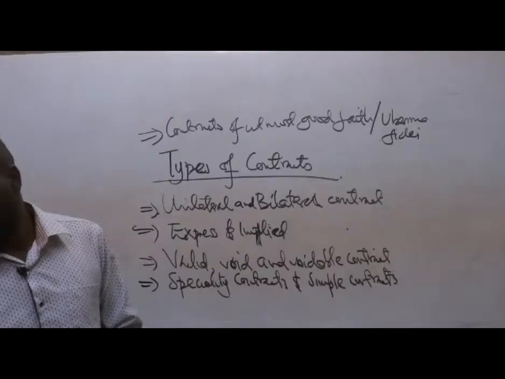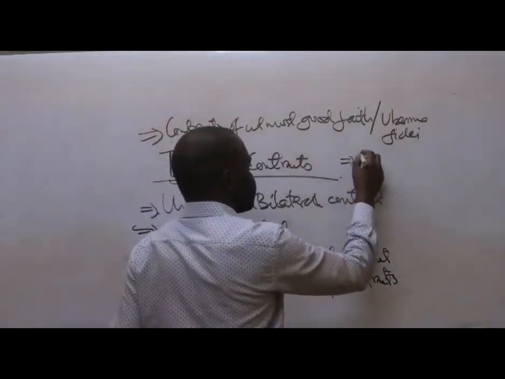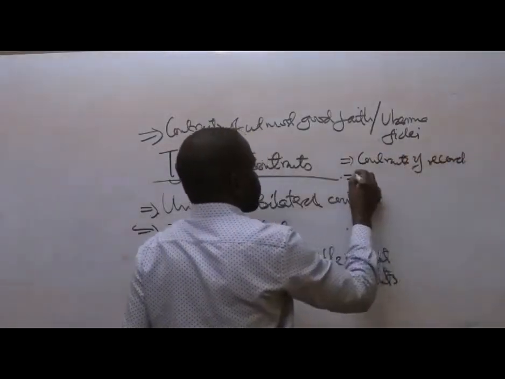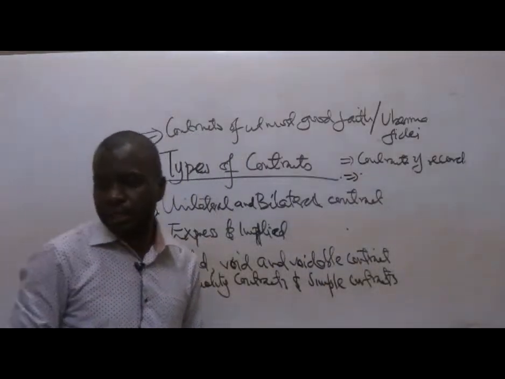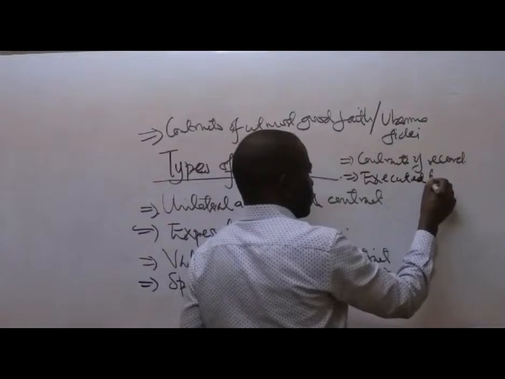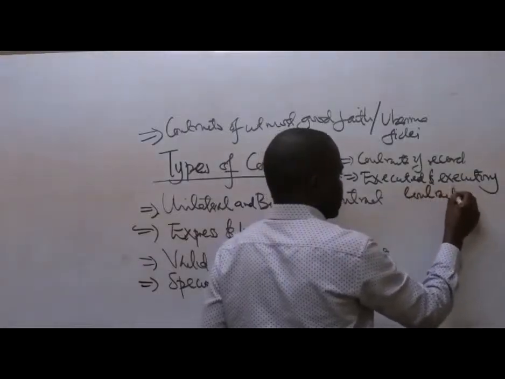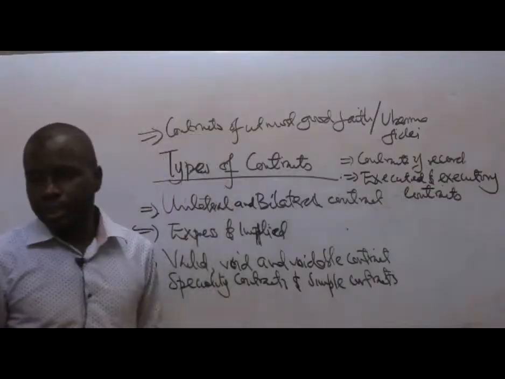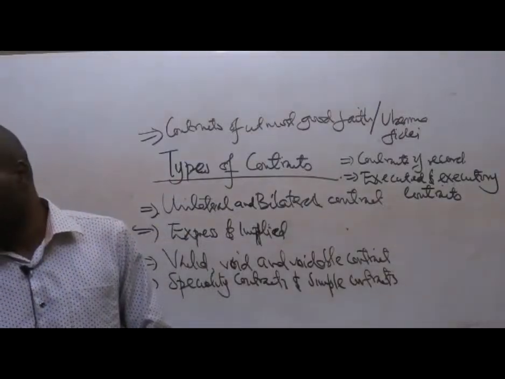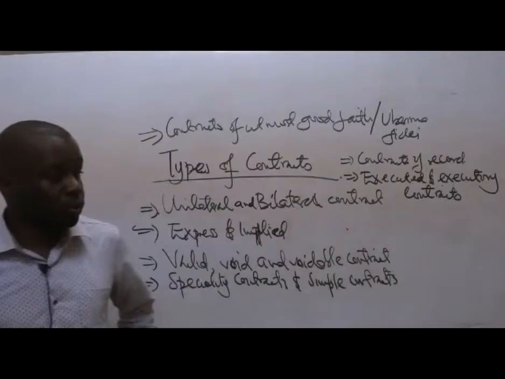Then the second last one, contracts of record. You can have contracts of record. Then we can have executed and executory contracts. So those are some of the types of contracts you can have.